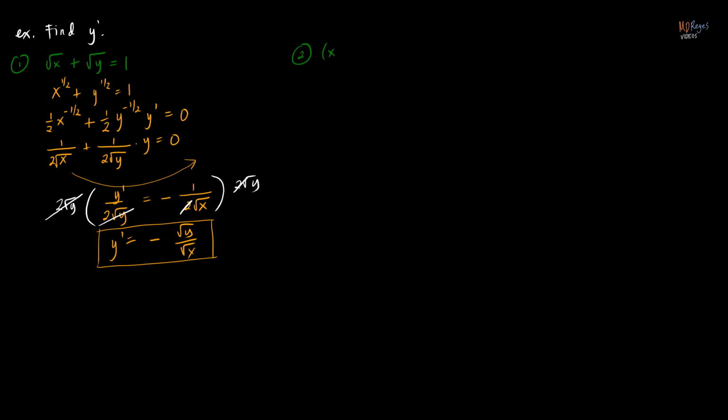Another example: x plus y times x minus y equals 7. So you have two options here. You may remove the grouping symbols first on the left side of the equation, or we may use the product rule to differentiate right away. In this case, I'll choose to differentiate before simplifying. So this is a product of u and v, where u is the first factor and v is the second factor on the left side of the function.